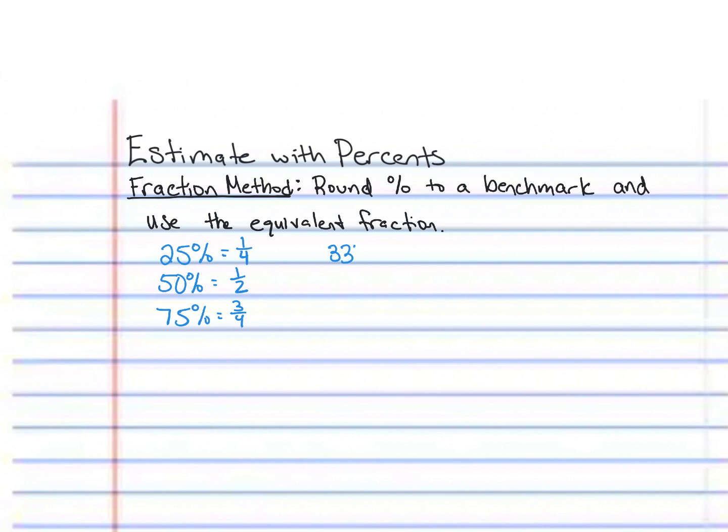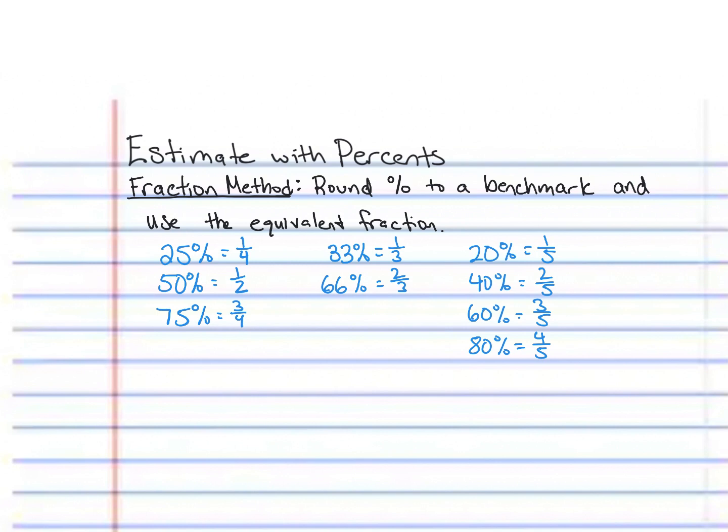Another good one to know is that 33% or 33 1/3% is 1/3. And 66% we're going to use 2/3 as our fractions. And other ones that are just good to know, 20% is the same as 1/5. 40% is the same as 2/5. 60% is the same as 3/5. And then 80% is the same as 4/5.